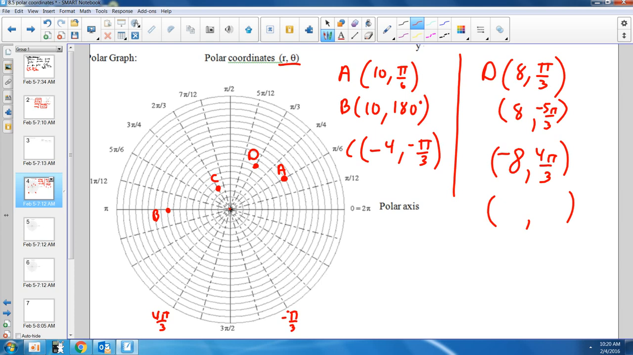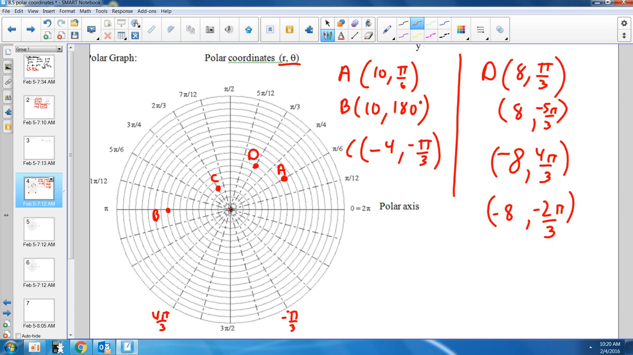That last one is going to be where it's negative 8 and a negative angle, which is going to be a negative 2 pi over 3. 1 pi over 3, 2 pi's over 3. You're going negative direction here, comes to here, back in the other direction is going to be negative 8.